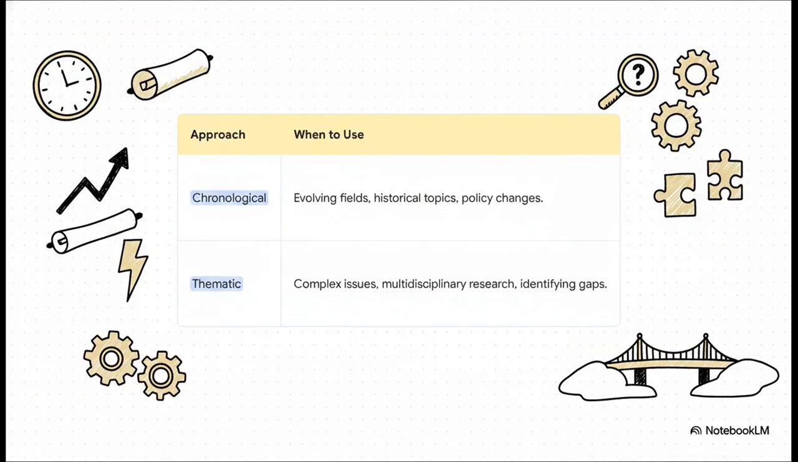So how do you choose? Well, a chronological approach is great if the historical development is the main point, like if you're talking about a field that's been totally transformed by a new law or a piece of tech. But honestly, for most complex topics, the thematic approach is way more powerful. It lets you organize everything around the key debates and arguments in the field, which makes it much easier to highlight the exact gap your research is going to fill.